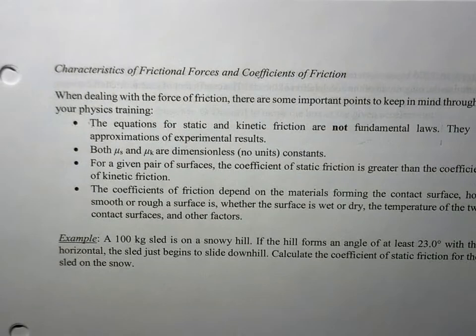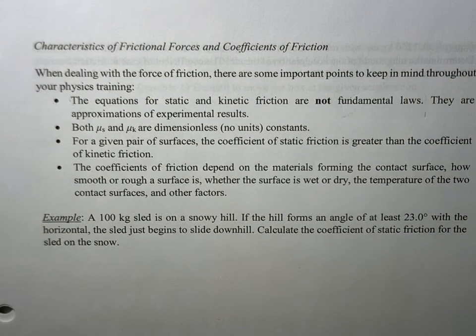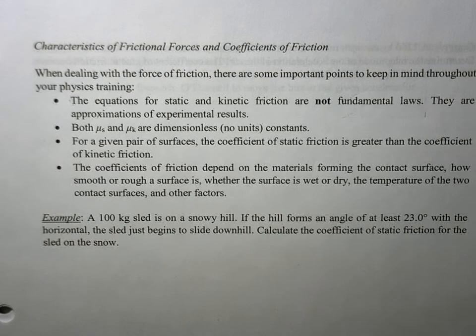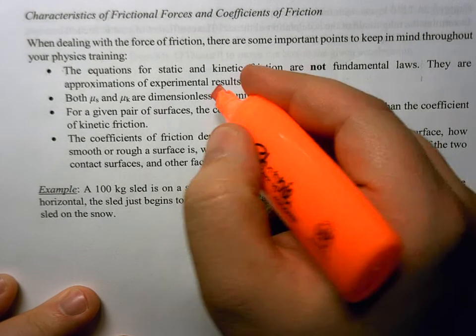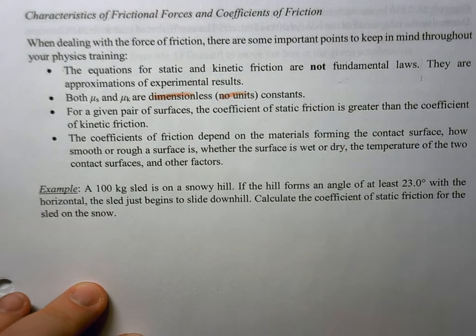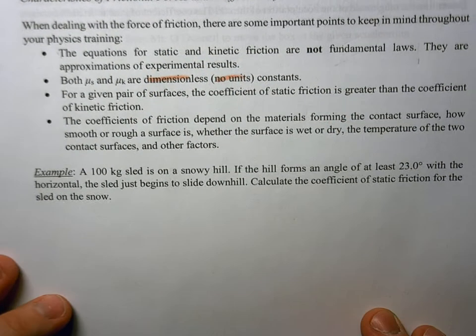So just before we get into that, just a couple of little things. The equation for static and kinetic friction, that FF equals mu Fn, is not actually a fundamental law of physics. These are based on approximations of experimental results. So we've done a lot of experiments with different objects and having them move relative to one another. And FF equals mu Fn is sort of the best approximation we have of that. As I already mentioned, mu S and mu K are dimensionless, so they don't have any units.